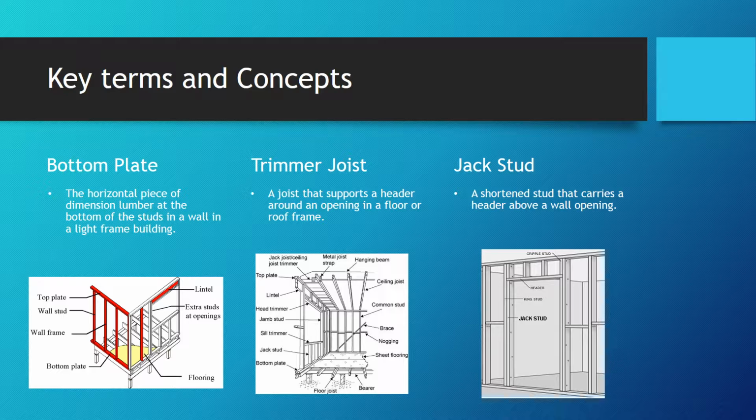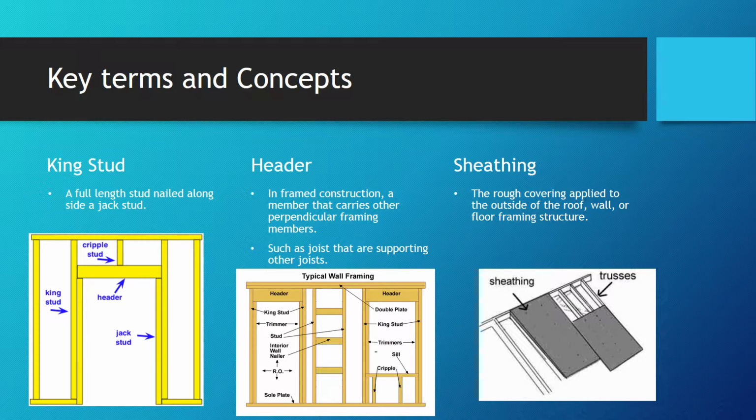frame building. Trimmer joist, a joist that supports a header around an opening in a door in a floor or roof frame. And then jack studs, a shortened stud that carries a header above a wall. And again, all of my definitions are on top, and then the pictures to show you where they go and how they work. Key terms and concepts, more of them.